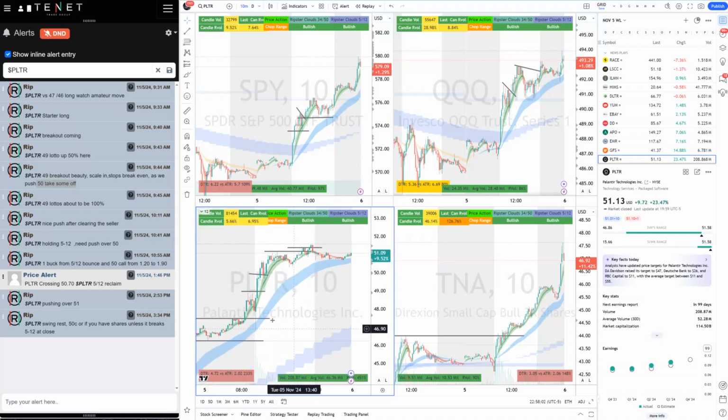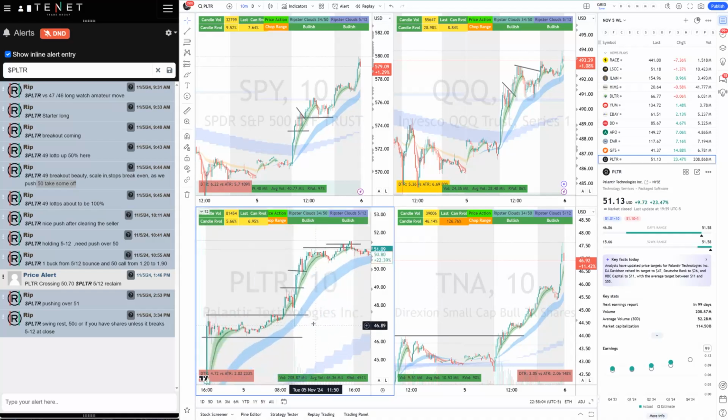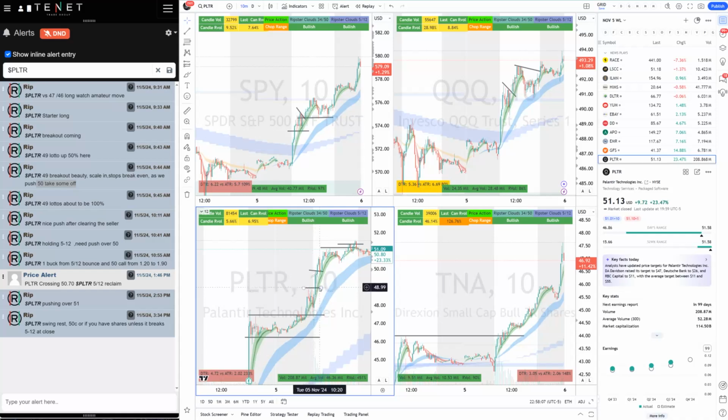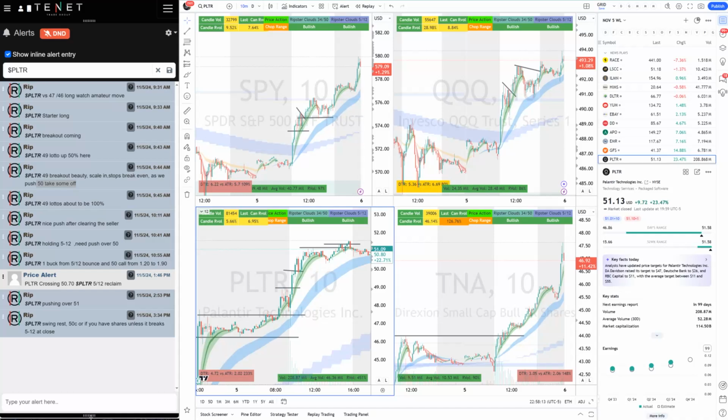EMA Clouds bounced right there. You can see that. That's your entry, and you can add over this breakout. You see this flag is breaking out. You can trade this pullback. I guided everything live in the community today. PLTR was a huge win. All targets met. That's what it is.